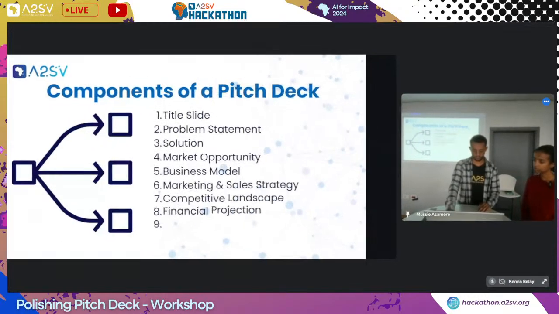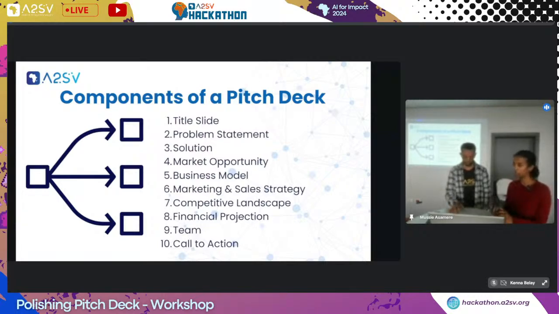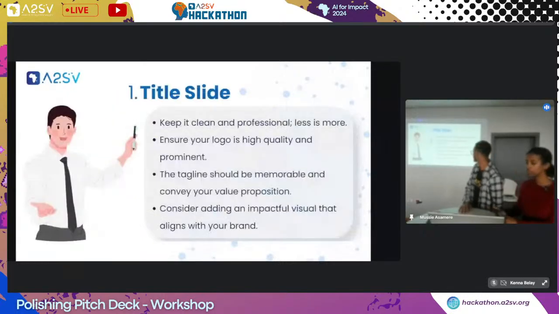Let's first start with the components. There are 10 components that you should have in your pitch deck. First, you should start with your title. You should have your problem statement, solution, market opportunity, business model, market entry strategy, competitive landscape, financial projection, team, and then finally call to action. Now we're going to go to each of these components and see how you can polish them on your pitch deck. The first one is going to be your title slide.